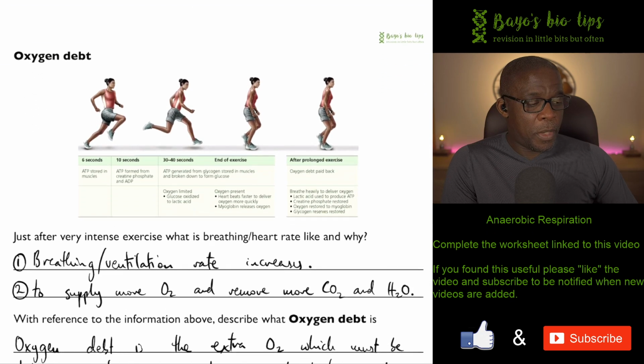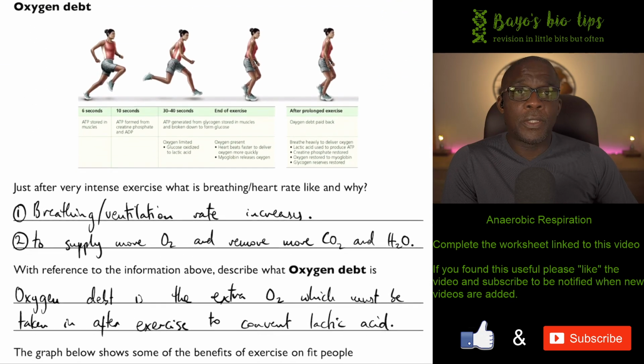So the next bit, after a period of exercise, you don't just go back immediately to your normal breathing and heart rates. We've all done a bit of a run or a swim or something like that, which then causes our heart rates and our breathing rates to increase. But actually, they remain elevated for a little while after the exercise. The fitter you are, the less time you will have to spend with that elevated heart rate and breathing rate.